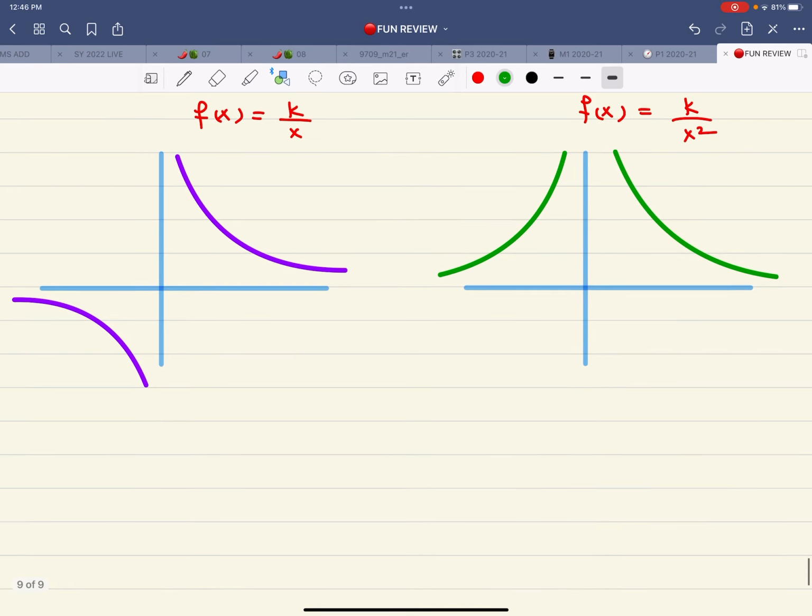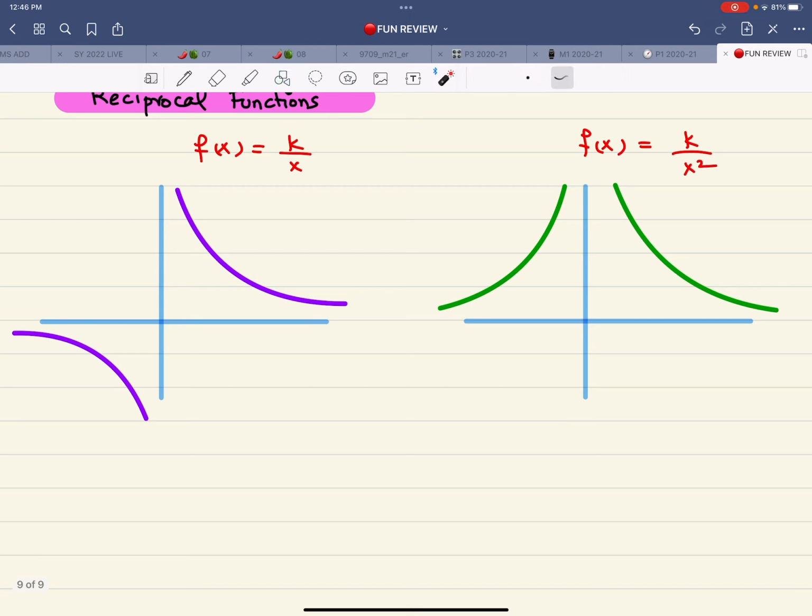Why? Because if x is positive, f(x) is positive. That is the first quadrant. If x is negative, y, f(x), is also negative. So first quadrant, third quadrant. Let me label it. So this is in the first quadrant, this is in the third quadrant. That is the first and foremost thing.